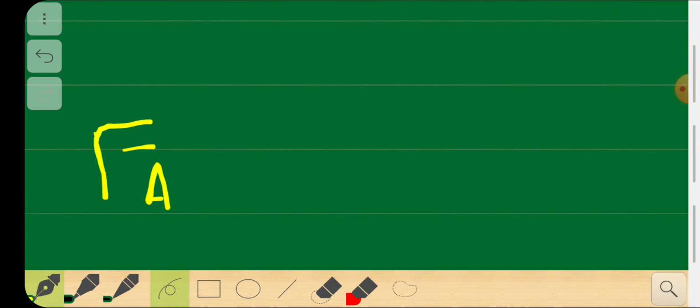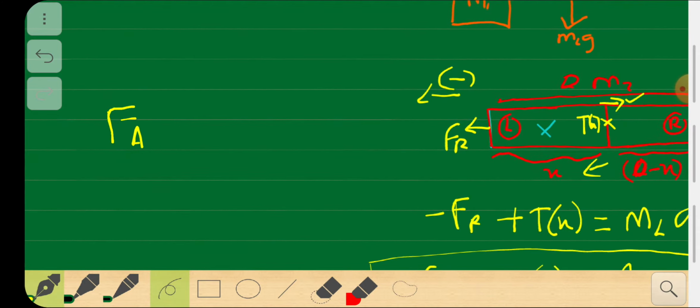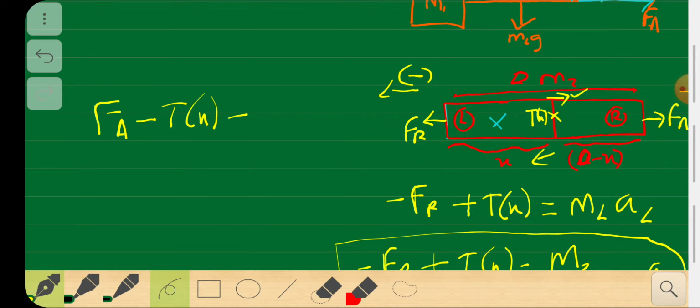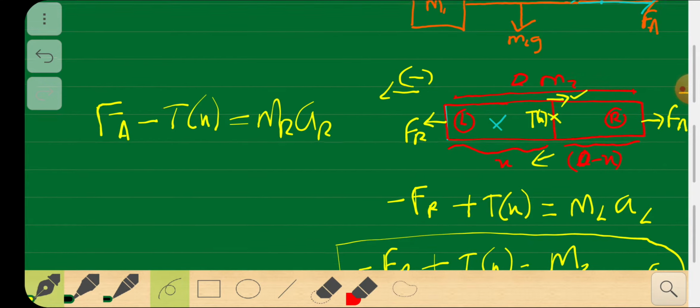So now you can write down, for the right part, that Fa, which is the action to the right, minus the tension to the left, T of x, must be equal to mr ar, right? So you can write it down like that.